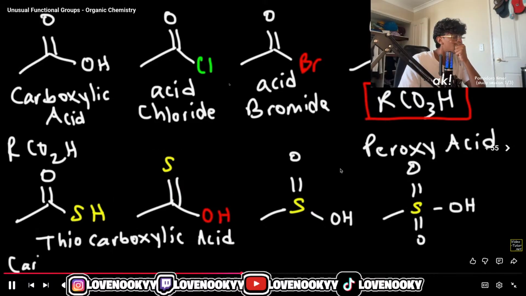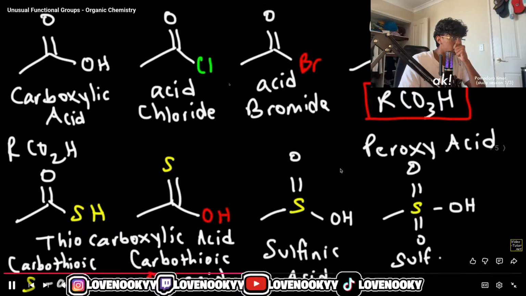IO2. The acidic hydrogen is on the sulfur. The one on the right is also acidic. This is called a sulfonic acid. The R group acid.